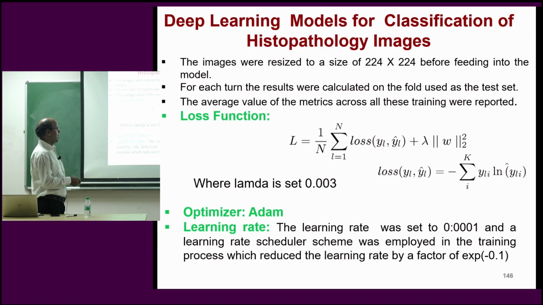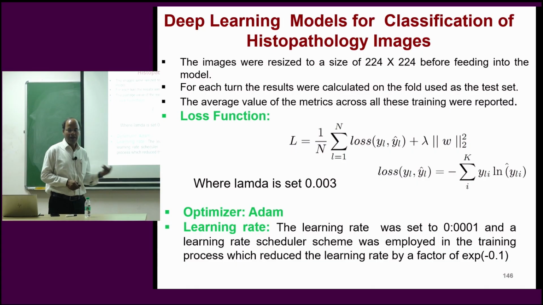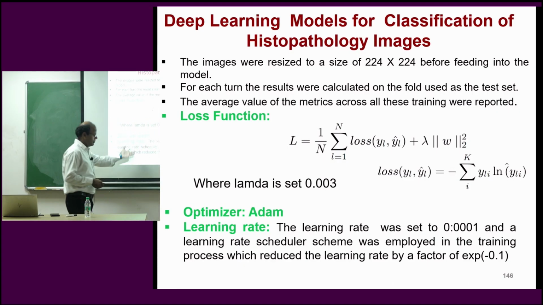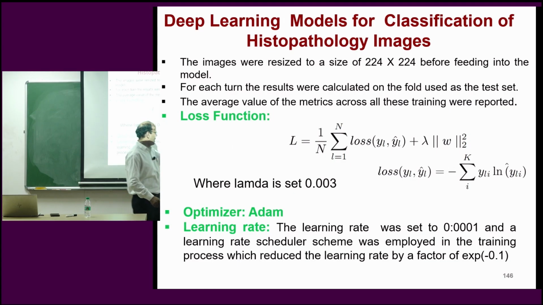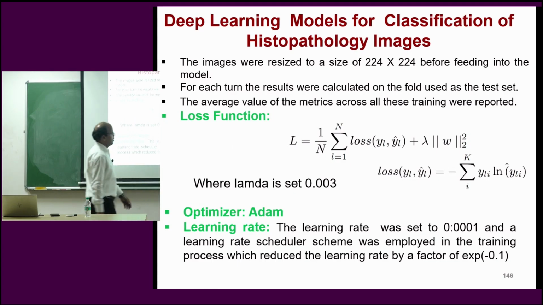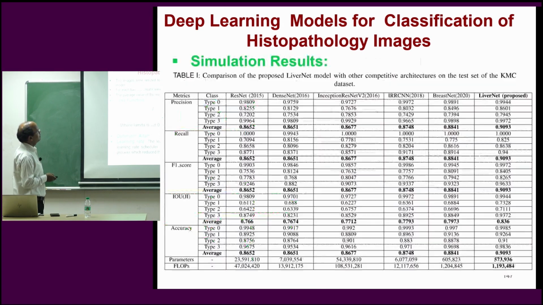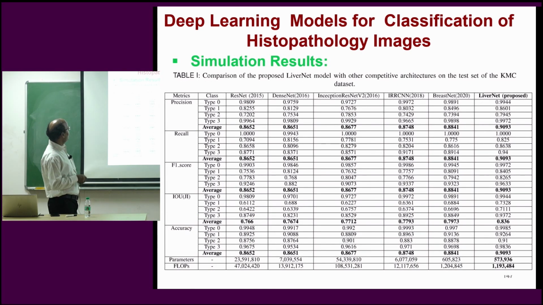a learning rate scheduler is used, because it will reduce the rate after like 5 epochs or 10 epochs of patience. If the metric is not increasing, reduce the learning rate further, right? It changes by a factor of e to the power minus 0.1. The rate will get further reduced. So this was the result, class-wise, on the KMC dataset.